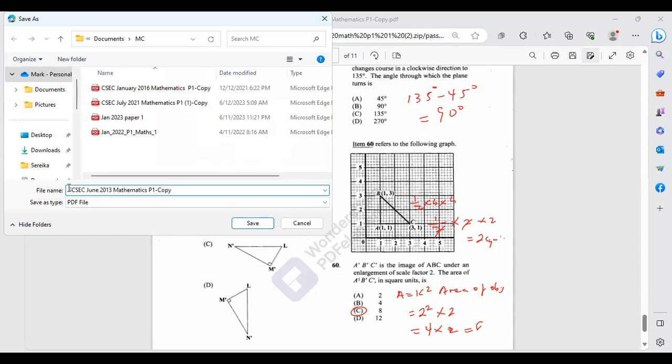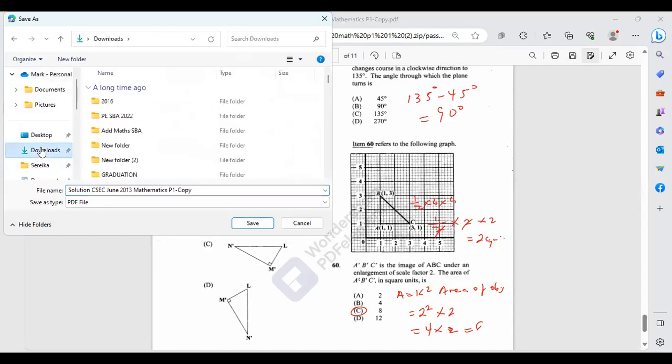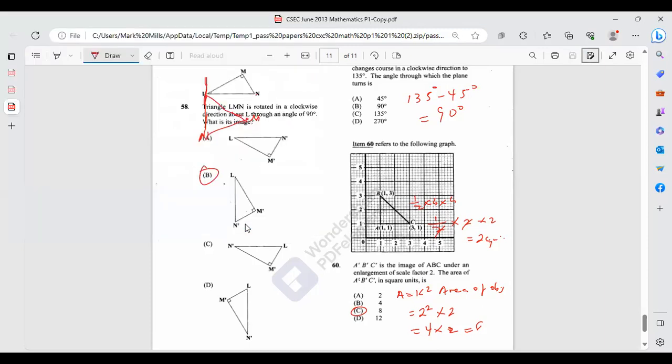So can you go over number 58, please? Come again. Can you go over 58, please? Hold on, let me just finish this one here. Let me just concentrate. Yes, miss. Which one should I go over? 58. Okay, all right. No problem.